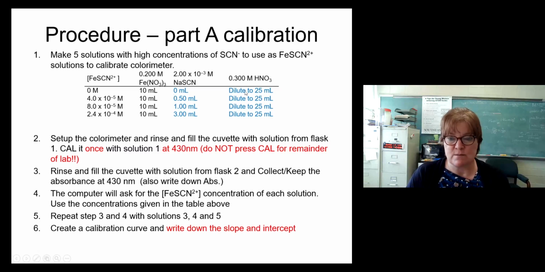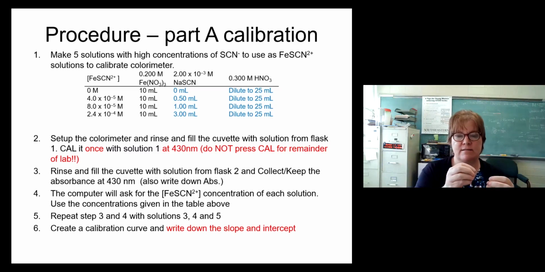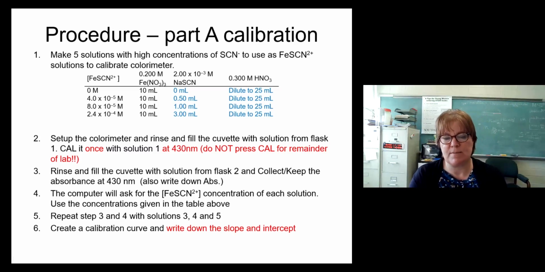So you're going to make these mixtures. Note that there are 3 components in here. You're going to put in the iron nitrate solution, 10 milliliters of that, then 0 milliliters on the first one or half a milliliter on the second one. So you're going to use a volumetric pipette for that.